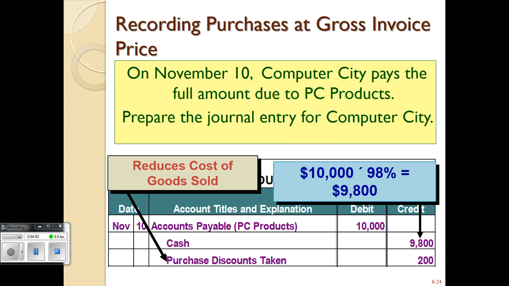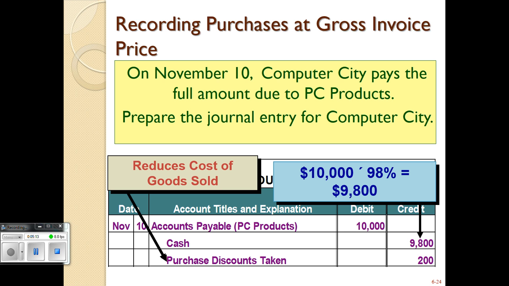And then if they take the discount, they have a separate credit account for purchase discounts taken of $200. And what that purchase discount taken will do is reduce the cost of goods sold. Keep in mind, cost of goods sold is an expense account. Purchase discounts taken being a credit, we'll go ahead and reduce that.